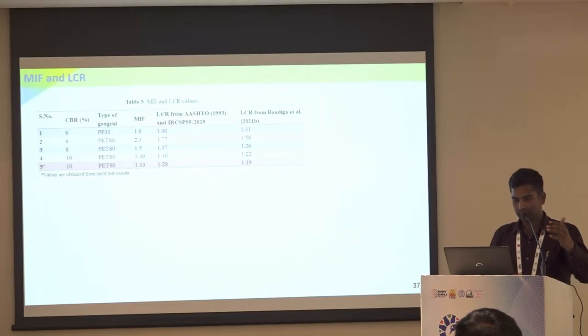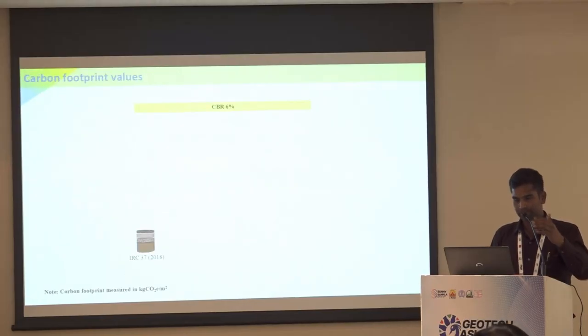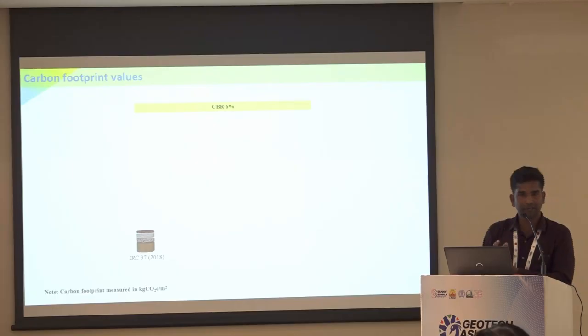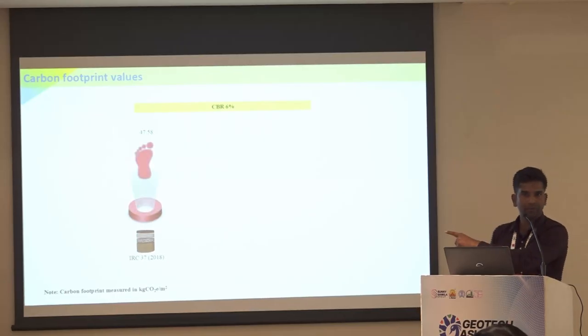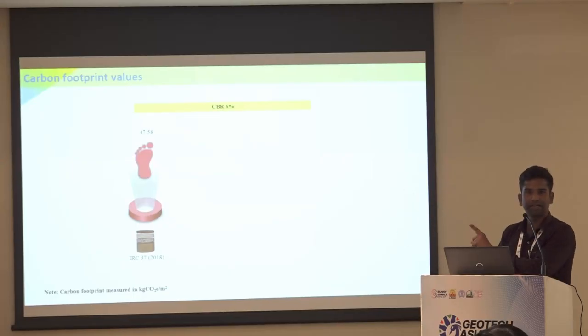So I'll quickly go to this carbon footprint estimation, to give some confidence to the people in the field. We have come up with this for IRC conventional pavement designs. You can consider it for AASHTO also. They will fall in the same direction.